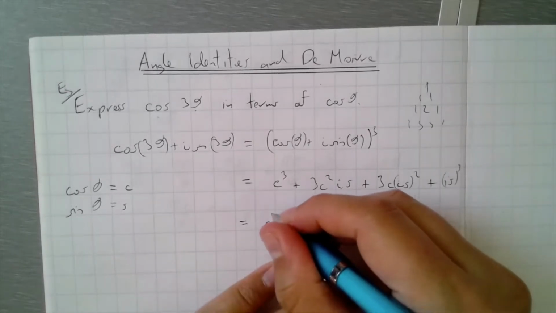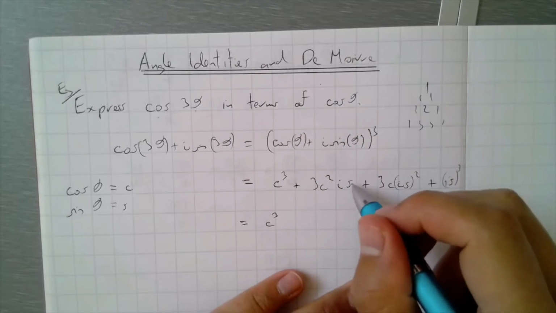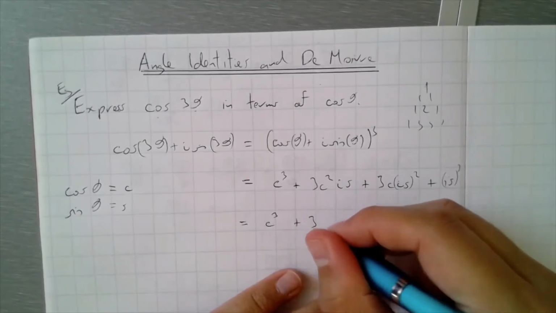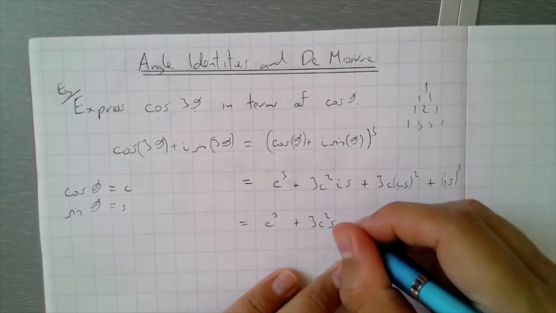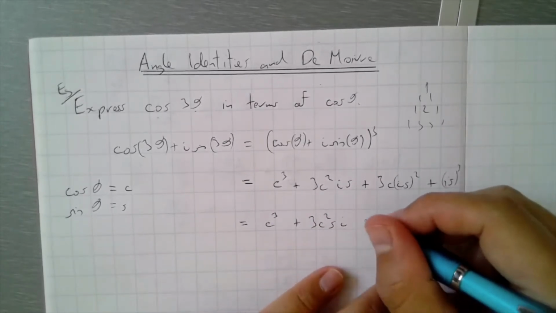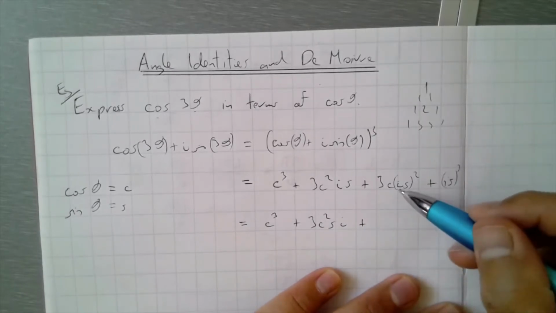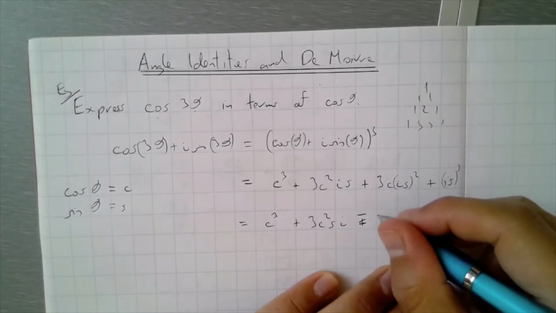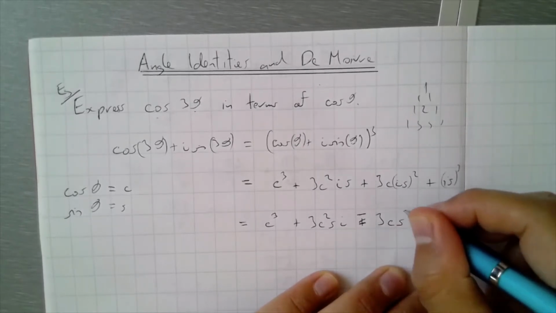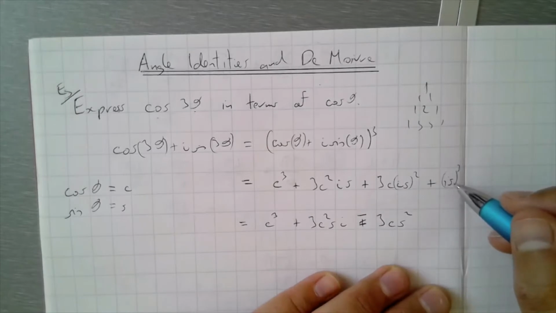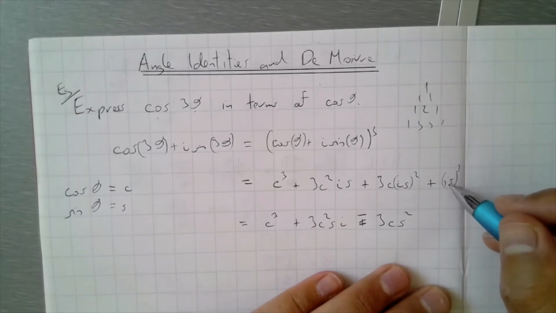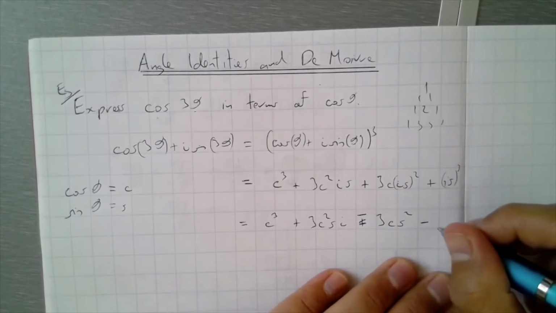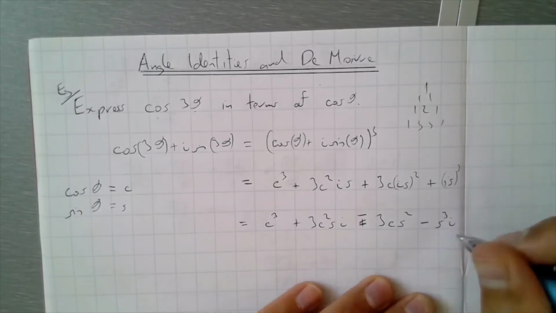That gives me cos cubed. This bit, there's no power on the i, so this is going to stay as an imaginary, so it's 3 cos squared sine i, put the i at the end so it's easy to spot it. This one, the i is going to be squared, so actually this should be minus 3 cos sine squared. And this one, two of the i's will end up making it a minus, and the third one will make it imaginary again, so it's going to be minus S cubed i.